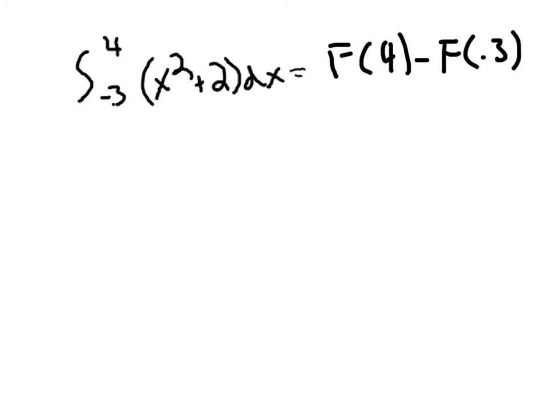So using the fundamental theorem of calculus, this is going to be big F of 4 minus big F of -3. Define the antiderivative. Big F of x is going to be equal to 1/3 x cubed plus 2x. So now I know that my integral would be equal to what I get when I plug 4 into that antiderivative minus what I get when I plug in -3 to this antiderivative.